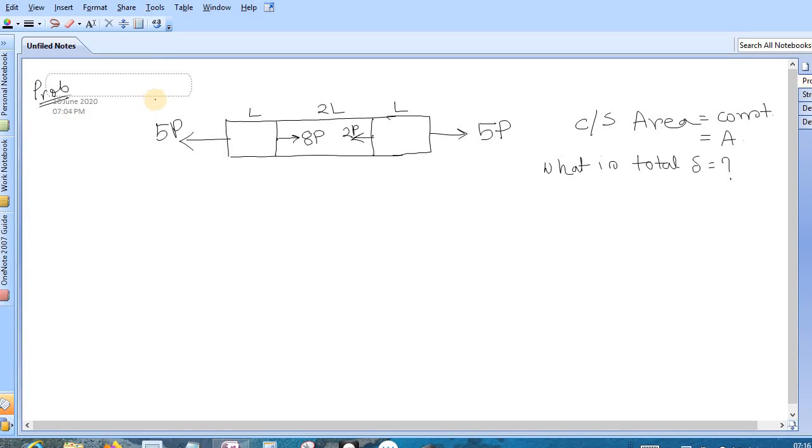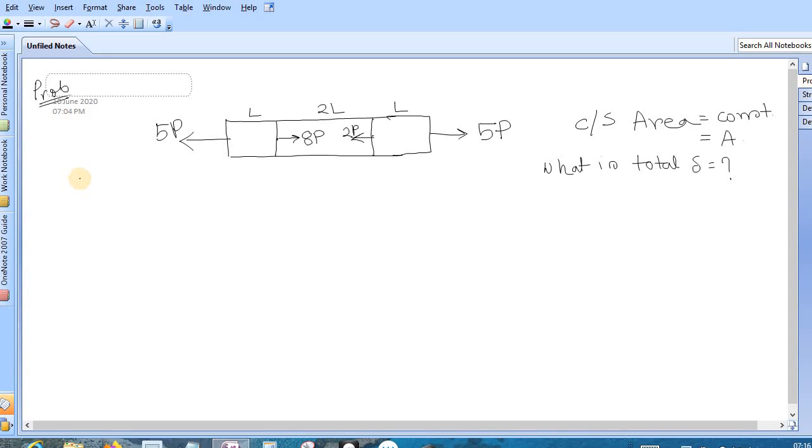Hi guys, so in the last videos we have already learned what is stress and strain, how to calculate the deflection when loads are provided in any member. So in this video, before starting the new lesson, let's have a problem based on the previous lesson where we have learned to calculate the deflection.